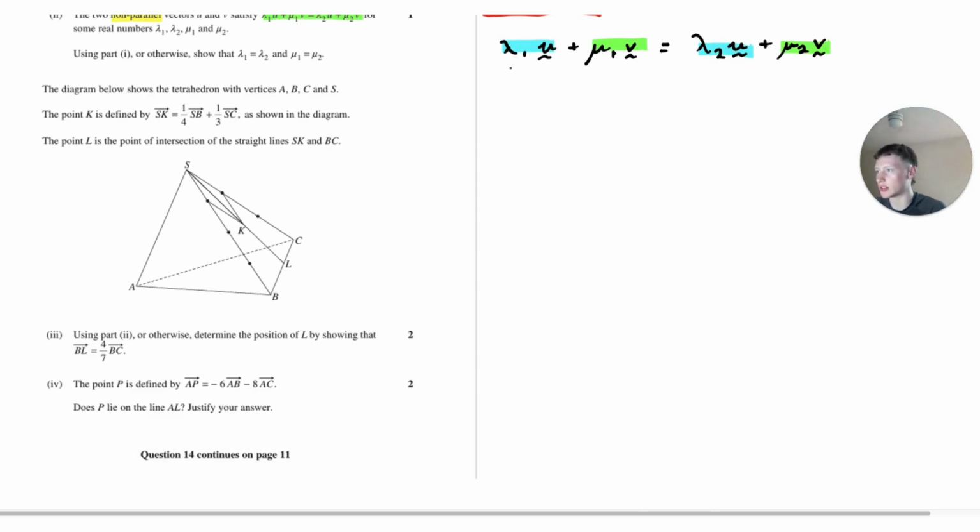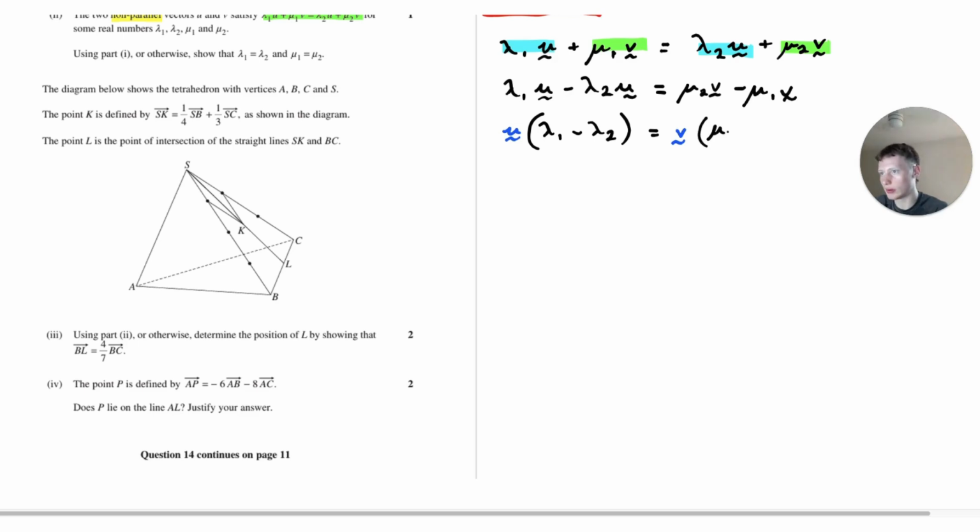So what that would look like is we'll have lambda 1 u minus lambda 2 u. And then on the right-hand side, it's going to be mu 2 v minus mu 1 v. And then you can see here that, okay, well, we've got a common factor of u, the actual vector, outside of lambda 1 minus lambda 2. Similarly, over this side, we've got v out the front, mu 2 minus mu 1.